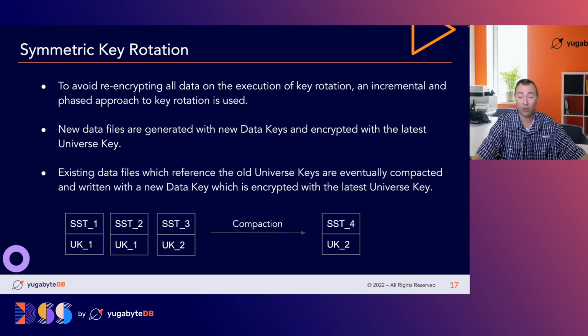Data files that were encrypted using a previous universe key will eventually rotate through the process of compaction, as illustrated in the diagram below. In this illustration, we have three data files represented by SST1, 2, and 3. SST1 and SST2 were encrypted using universe key 1, and SST3 was encrypted using universe key 2, which is the latest universe key. In this example, you can see that SST1, 2, and 3 were compacted into a new file called SST4, which was encrypted using a new data key, protected by the most recent universe key, which is universe key 2.